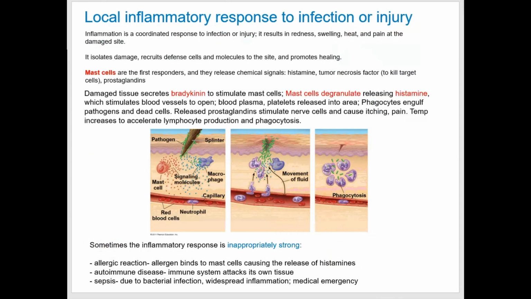So inflammation is another response to infection or injury. And it is a very coordinated response. Basically what we see here is the redness, swelling, heat, and pain in the damaged site, because you can see here we have a splinter that broke through the epidermis into deeper tissues and deposited pathogens. So those would be bacteria. Macrophages arrive to the scene because they sense bacteria and they start phagocytosis.